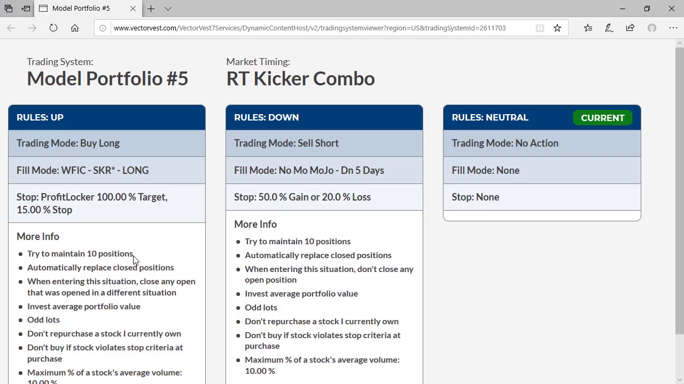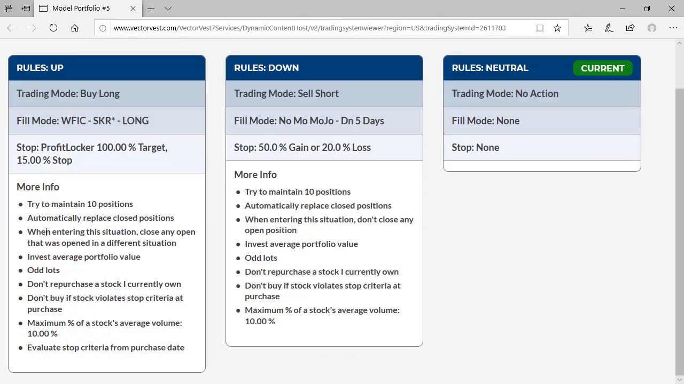For those long positions, we're going to try to maintain 10 positions in the portfolio at all times. When we first enter this situation, when we get a RT Kicker Combo green light, we're going to close any open positions that were opened during the down or neutral signals, in this case just the down signals.